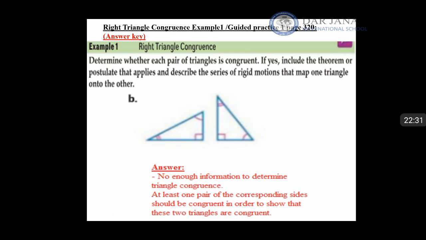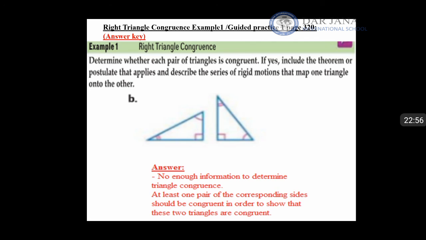Let's move to part B, and it's the same question. We have to determine whether each pair of triangles are congruent, and if yes, we have to include the theorem that we actually used. Let's see what we have in those two right triangles. We have that the two acute angles in the first right triangle are congruent to their corresponding acute angles in the second right triangle, but we don't have a theorem that tells us that congruent acute angles alone make the triangles congruent.